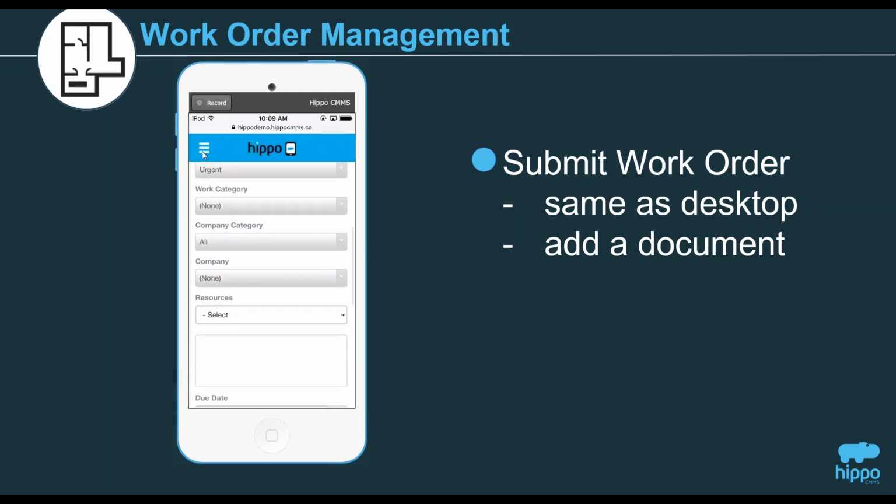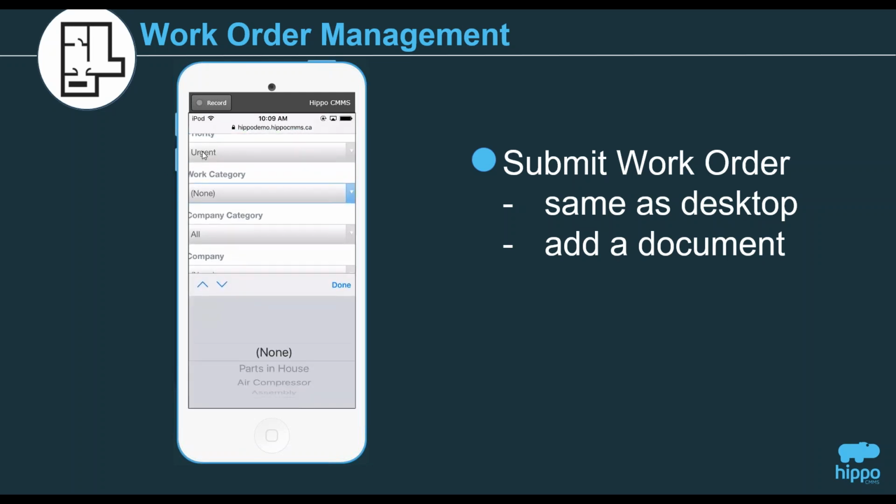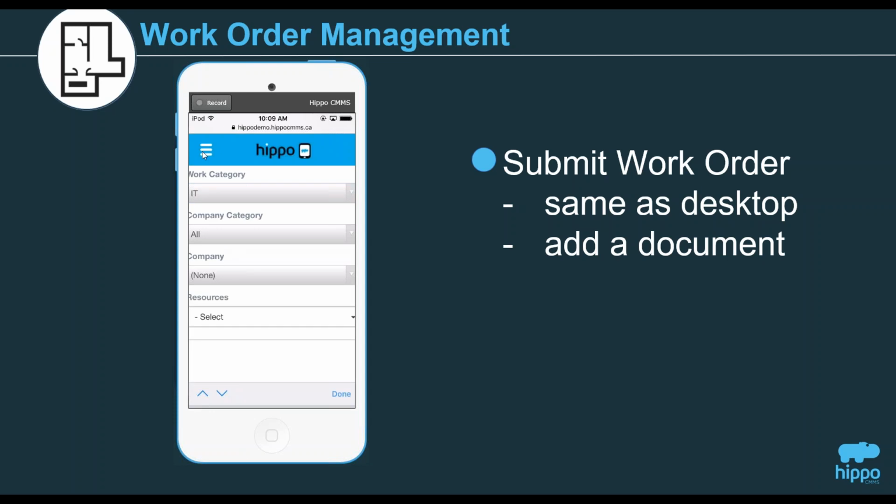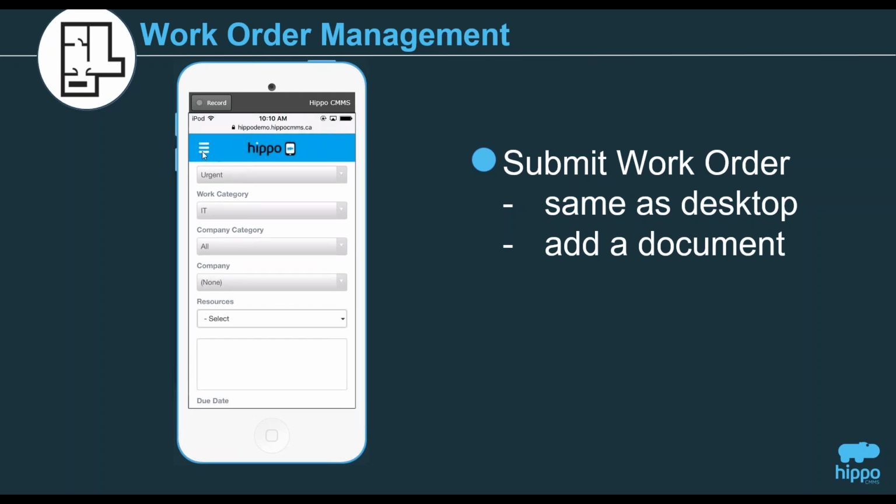Work category. Work category is a way for you to categorize your work orders. This is a computer repair. So I believe I have a category called IT. Where this will help down the line is if someone were to ask me, what work orders did you complete related to IT this week? I can run a work order search or run a report.